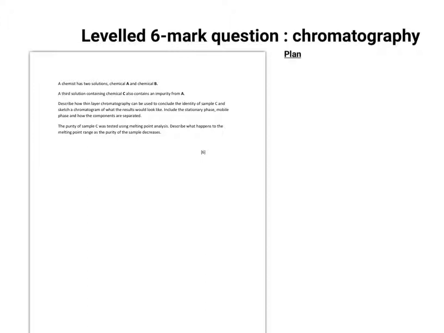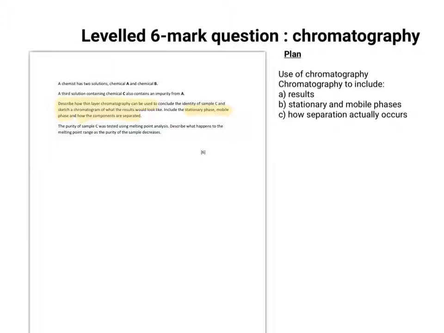So when you're doing your plan, you need to think about what the actual question is asking you to do. Having a read through it, you can see that it says, describe how thin layer chromatography can be used to conclude the identity of sample C. The second part of the question talks about the purity of sample C. It says the purity of sample C was tested using melting point analysis, and the instructions are to describe what happens to the melting point range as the purity of the sample decreases.